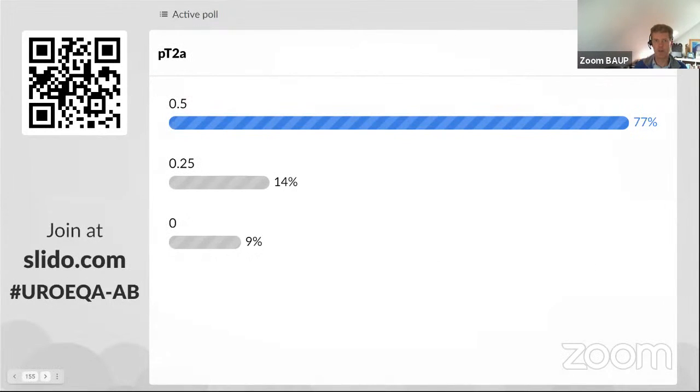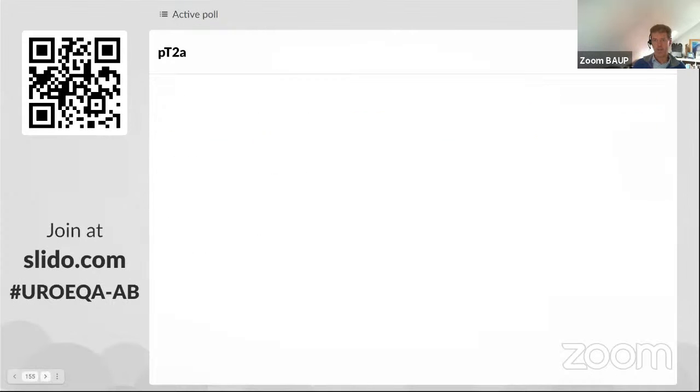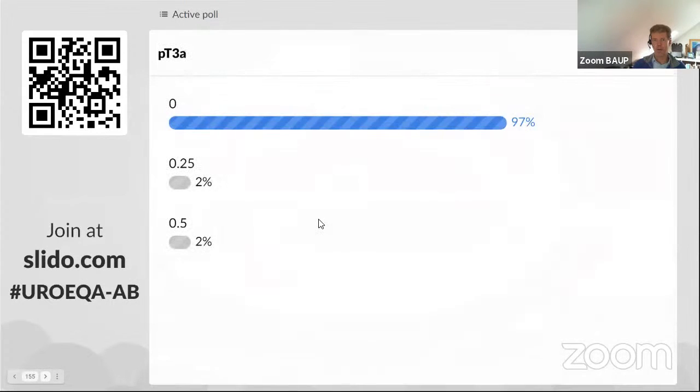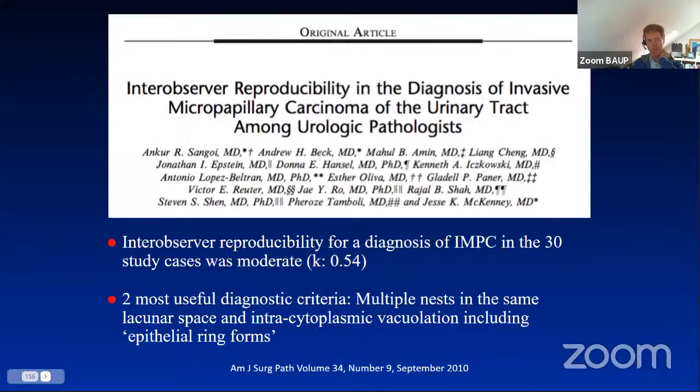So PT10. 2A is 0.5. 2B is 0.5. 0 for 3A. And this is talking about micropapillary carcinomas and reproducibility. So again, it's multiple nests in the same lacuna space and intracytoplasmic vacuolation, including epithelial ring forms. So these are sort of signet rings, but with no mucin in the background.